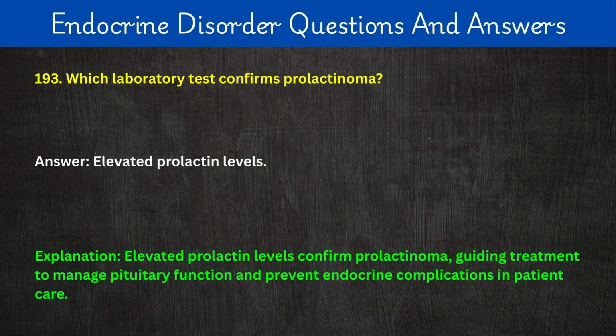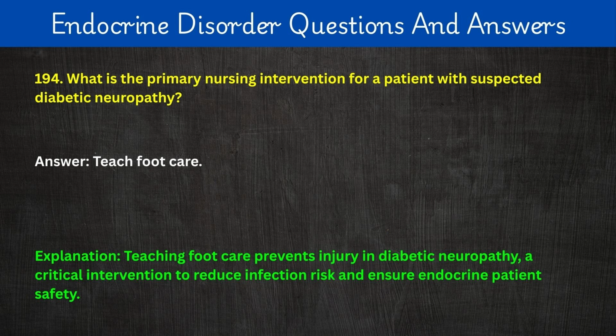193. Which laboratory test confirms prolactinoma? Answer: elevated prolactin levels. Explanation: elevated prolactin levels confirm prolactinoma, guiding treatment to manage pituitary function and prevent endocrine complications in patient care. 194. What is the primary nursing intervention for a patient with suspected diabetic neuropathy? Answer: teach foot care. Explanation: teaching foot care prevents injury in diabetic neuropathy, a critical intervention to reduce infection risk and ensure endocrine patient safety.